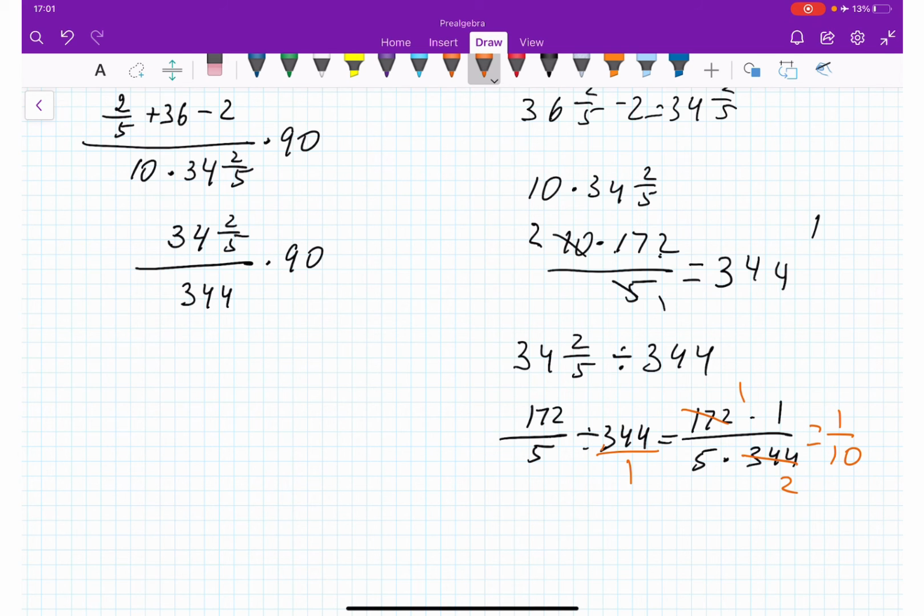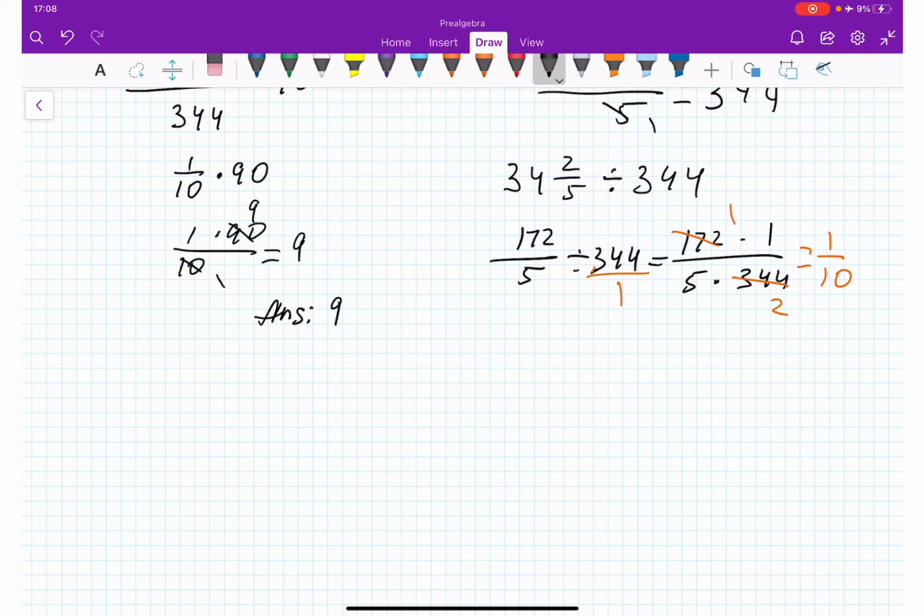So here what we get, we are getting 1 over 10 and multiply by 90, which is going to be 1 over 10 times 90. This is 1, this is 9, and the answer is getting 9. So answer is 9. Okie dokie.